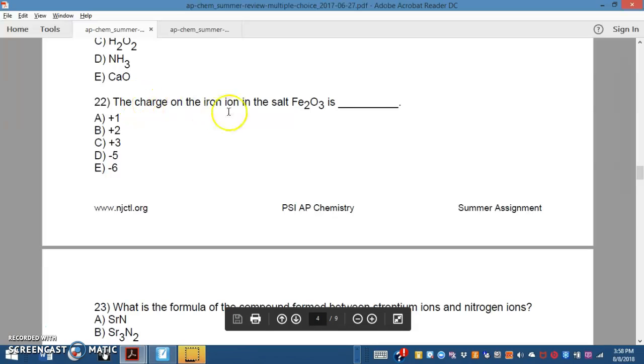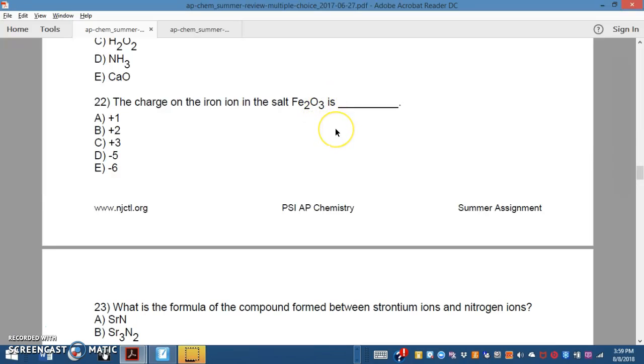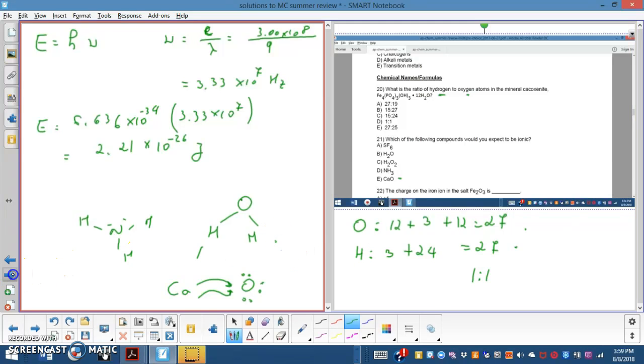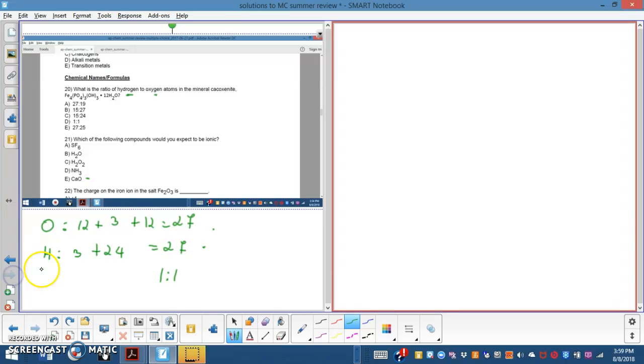So 22, the charge of the iron. Well, according to the criss-cross, right, you have the iron which has a charge of +3. How else would you know? Well, you know that the oxygen is always a -2. So on this side, you have 3 oxygen, every single one of them with a charge of -2. So if every one of those oxygens contributes with a -2 charge, you have the Fe2O3. So this means that you have 2 irons, right, and 3 oxygens, right? This is what this formula means.